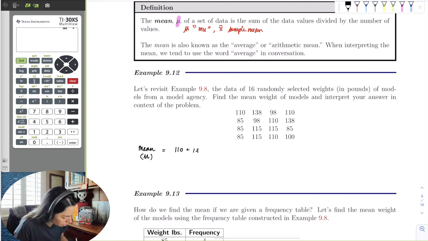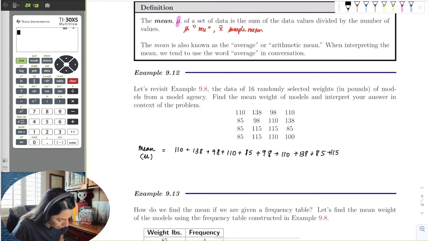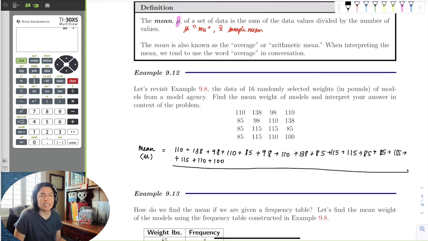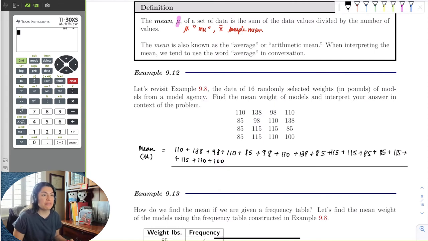So we would have 110 plus 138 plus 98 plus 110 plus 85 plus 85 plus 98 plus 110 plus 138 plus 85 plus 115 plus 115 plus 85 plus 85 plus 115 plus 115 plus 110 plus 100. Can you imagine if we had more data, like 30? No way, right? We would have to add all these up and divide by the number of observations we had, and we had 16 models. So I would just put this in my calculator, add them all up one by one, and then divide by 16.